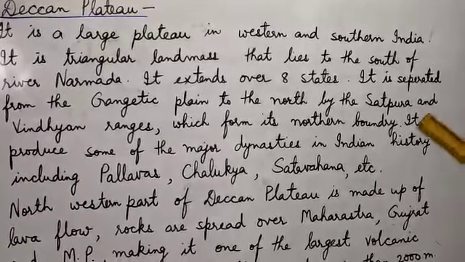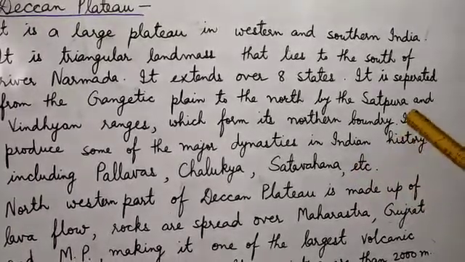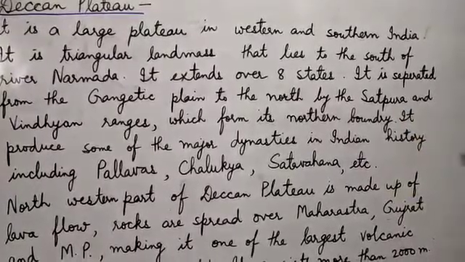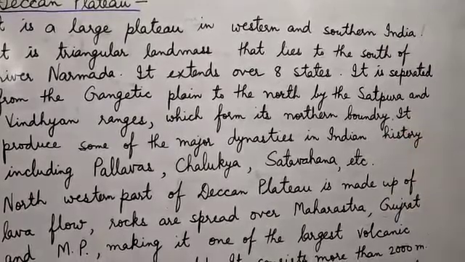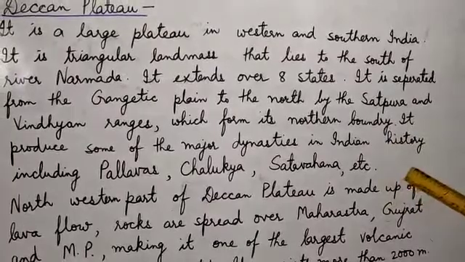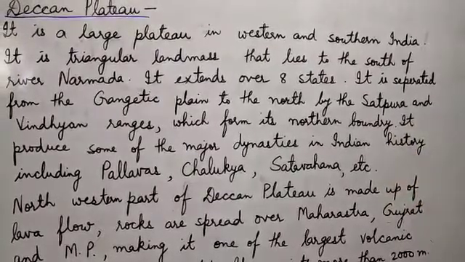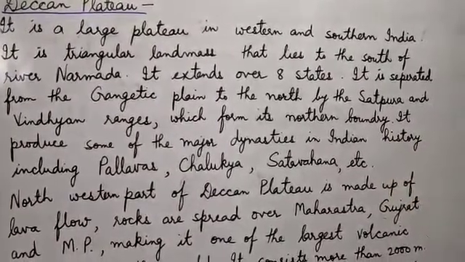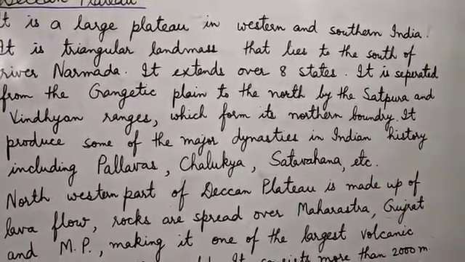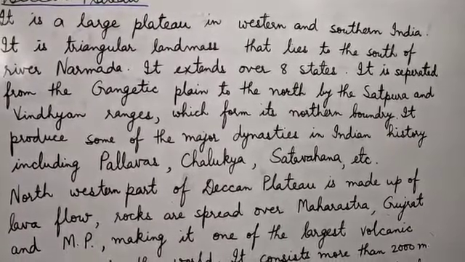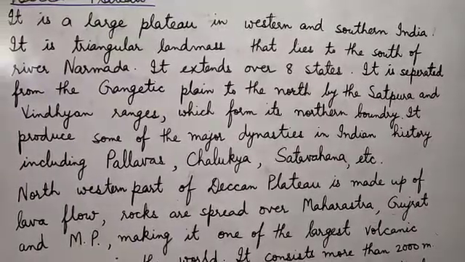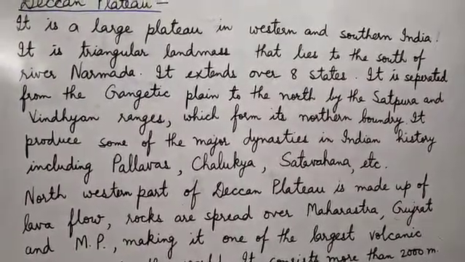It is separated from the Gangetic Plain to the north by the Satpura and the Vindhyan ranges, which form its northern boundary. It produced some of the major dynasties in Indian history, including the Pallavas, Chalukyas, Satvahana, Rashtrakuta. Alright, and then we also have the Bahmani Sultanate, the Deccan Sultanate and the Nizam of Hyderabad.